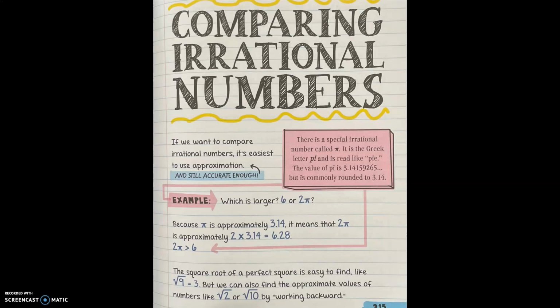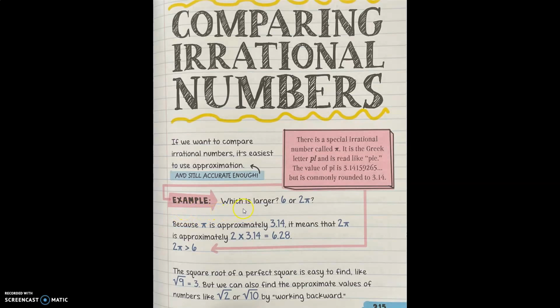There is a special irrational number called pi. It's the Greek letter pi and is read like P-I-E, pi. The value of pi is 3.14159265, but it is commonly rounded to 3.14.